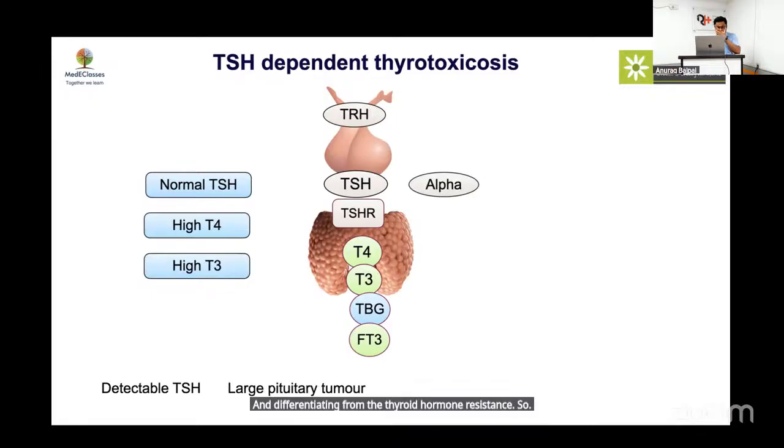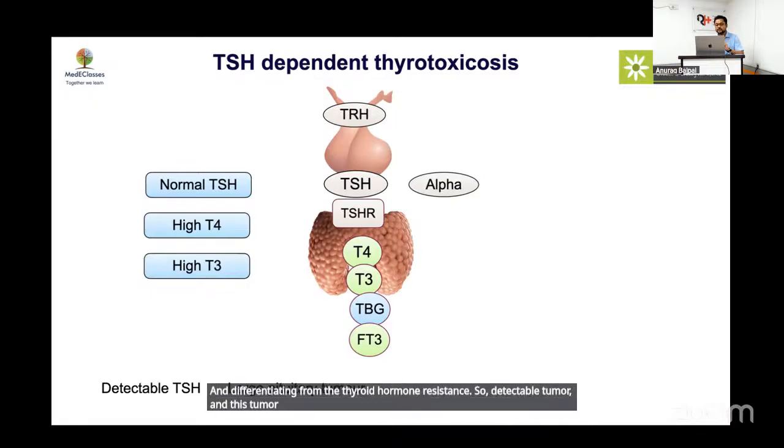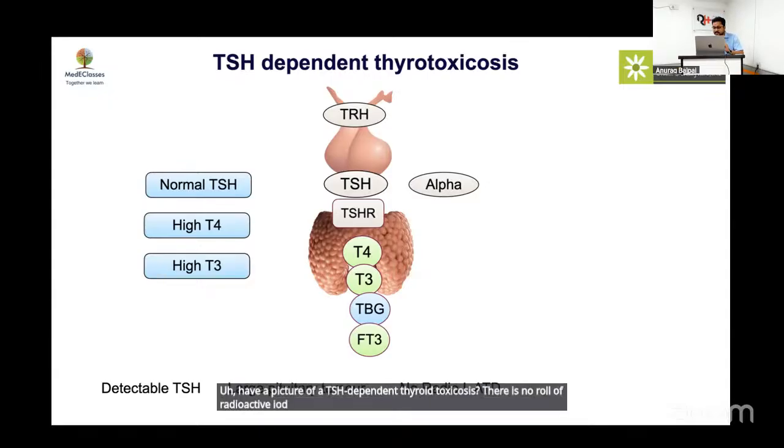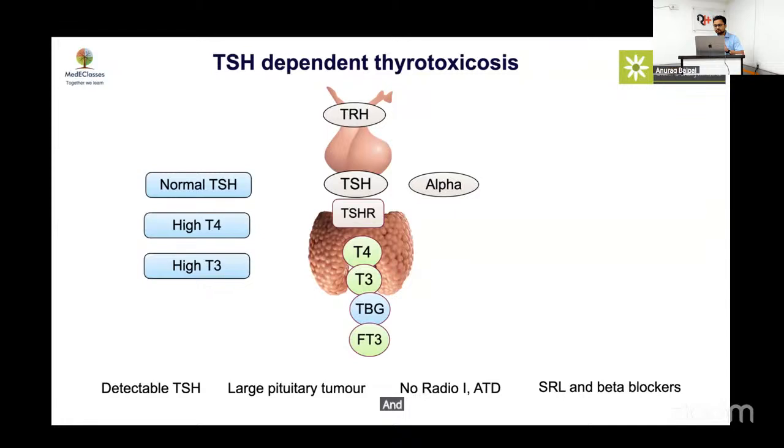So with a detectable TSH and a large pituitary tumor, because of late detection, the patient has a picture of TSH-dependent thyrotoxicosis. There is no role of radioactive iodine or ATD in this case, as giving ATD to these patients could further lead to an increase in the size of the pituitary tumor. So the treatment of choice is a somatostatin receptor ligand and beta blocker.